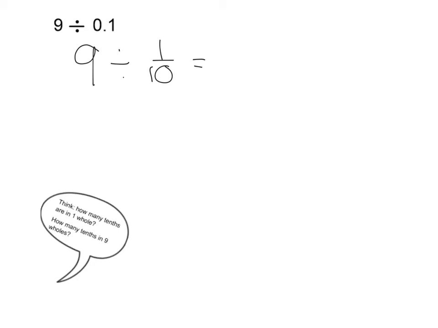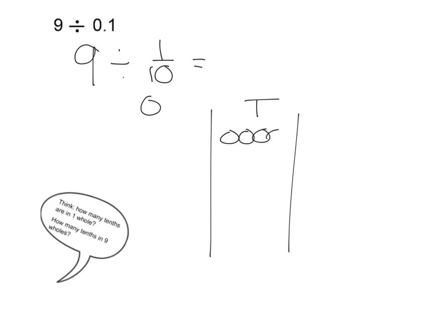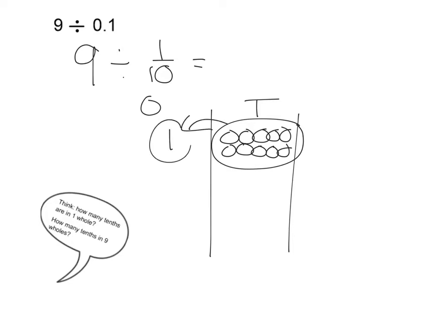Now we have 9 divided by 1/10. They just want to know how many times can you split 9 into one little tenth. So if I have, let's say this is the 10th area, and this is the 1 area, how many tenths do I need to have to make 9 tenths? So I have 1, 2, 3, 4, 5, 6, 7, 8, 9, 10. That's 10 tenths, and that makes one whole.